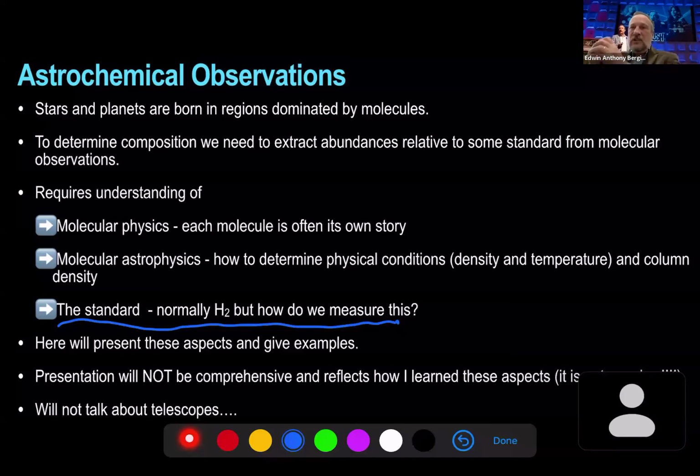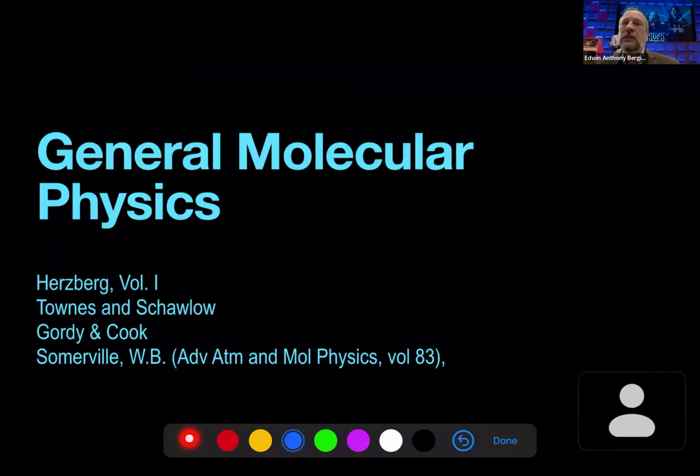So I can measure a volume density via very creative techniques. And I can also measure the column density, molecules per centimeter squared, along this line of sight within the resolution element of my telescope. All right, so that's another quantity. And we need to have our standard. How do we measure the standard? I'll present how we do this, and I'll give examples. I'm not capturing everything, but I am going into the details. And I won't be talking about telescopes in this.